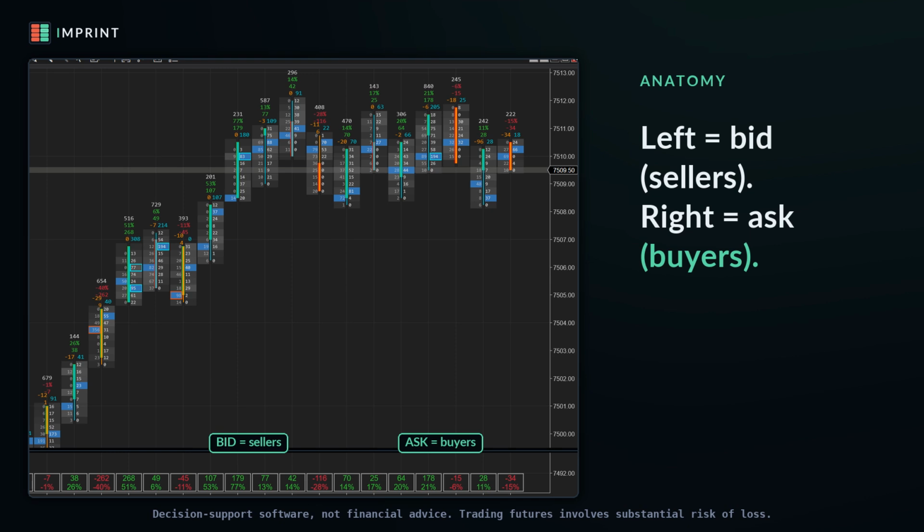So reading a footprint is simple in principle. Go row by row, and at each price, ask one question. Which side was the aggressor? Left number bigger, sellers were pushing. Right number bigger, buyers were pushing. That's the whole foundation. Everything else builds on those 2 columns.